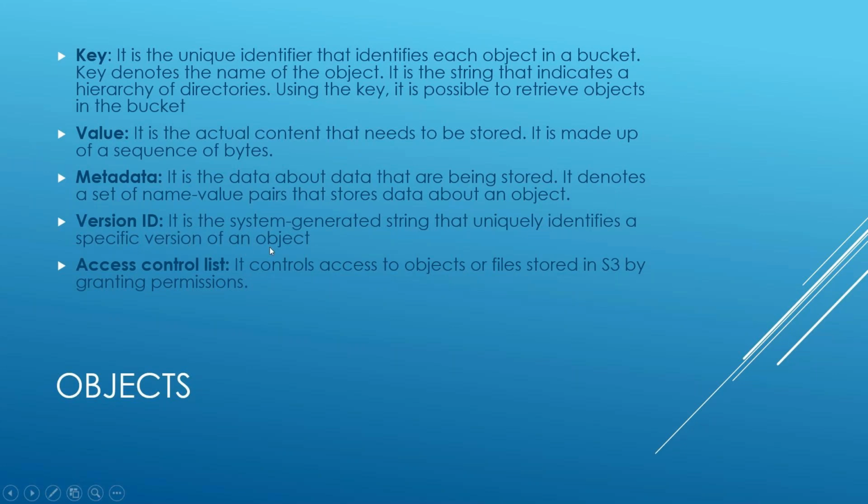The version ID is a system-generated string that uniquely identifies a specific version of an object. Suppose we are creating objects, it internally maintains the version IDs, like version 1, 2, 3. But it is not a sequence kind of thing, it is generated automatically by the AWS system. Access control list controls access to objects or files stored in S3 by granting permissions. There are different permissions to access the objects stored in the S3 buckets, that we have to provide before using them.